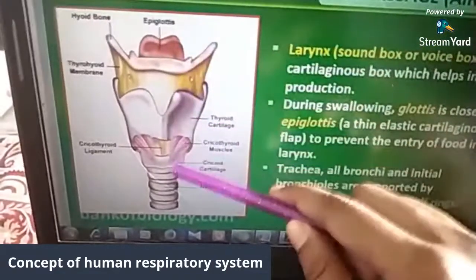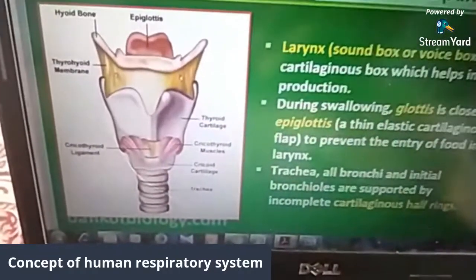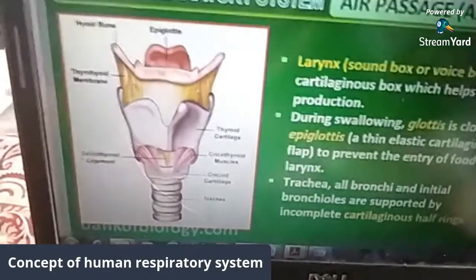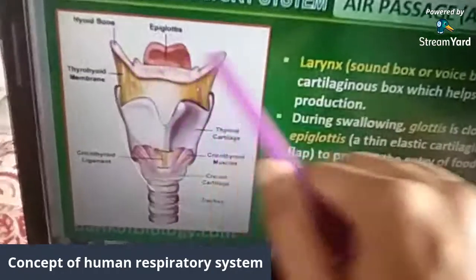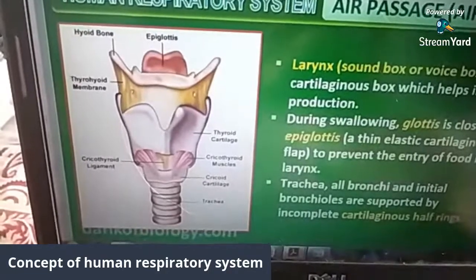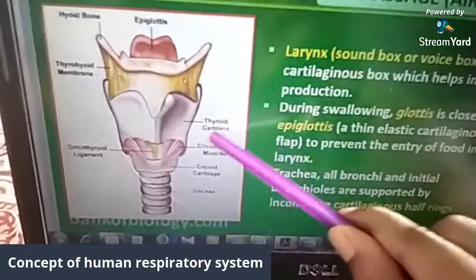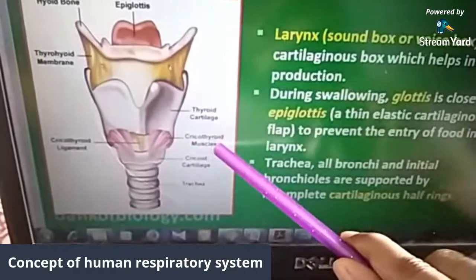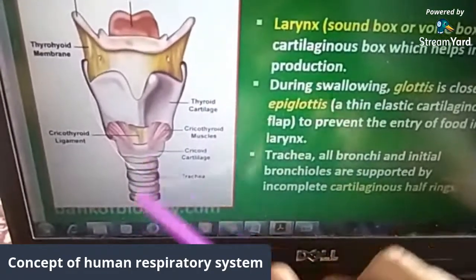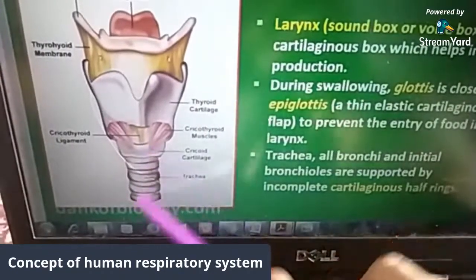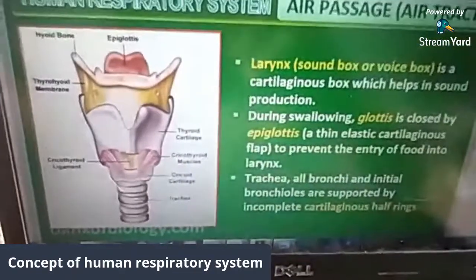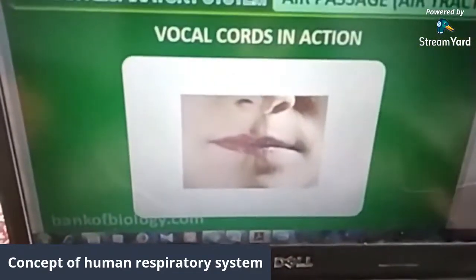This is the structure of the larynx. Clear? This is the epiglottis. This is the hyoid bone. This hyoid bone is present behind our tongue. This is the thyroid cartilage. These are the cricothyroid muscles. This is the cricoid cartilage, and this is the trachea area. This hollow tube-like structure is called the trachea. This is the vocal cords in action.